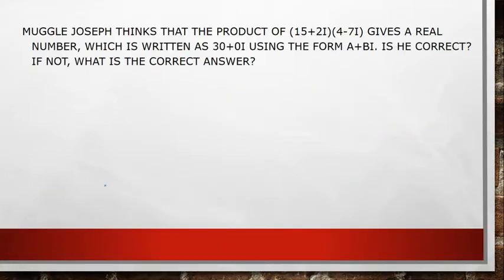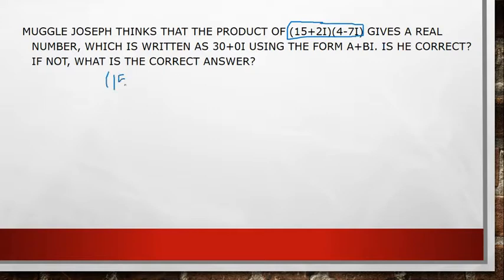Muggle Joseph thinks that the product of 15 plus 2i times 4 minus 7i gives a real number, which is written as 30 plus 0i using the form a plus bi. Is he correct? If not, what is the correct answer? So let's go ahead and multiply this out and see if we end up with 30 plus 0i.